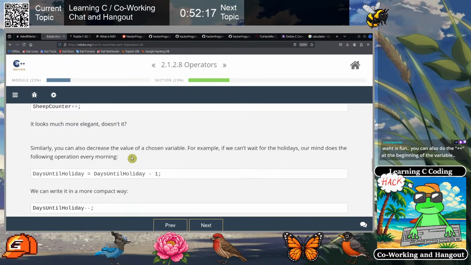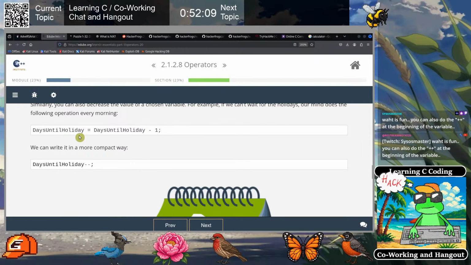Similarly, you can decrease the value of a chosen variable. If we can't wait for the holidays, our mind does the following operation every morning: days until holiday equals days until holiday minus 1. But you can also write it as days until holiday minus minus. What is fun, you can also do the plus plus at the beginning of the variable. You can do plus plus days until, well, I've never seen it like that.